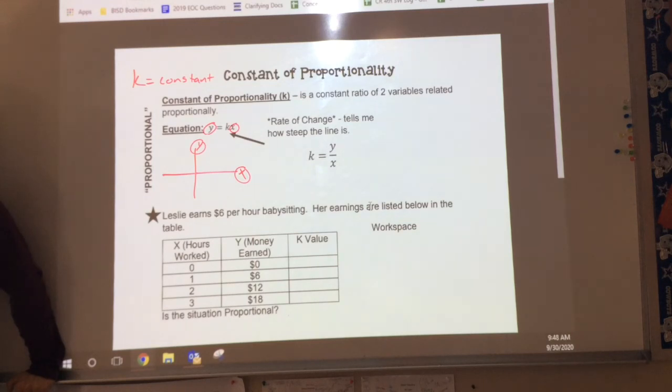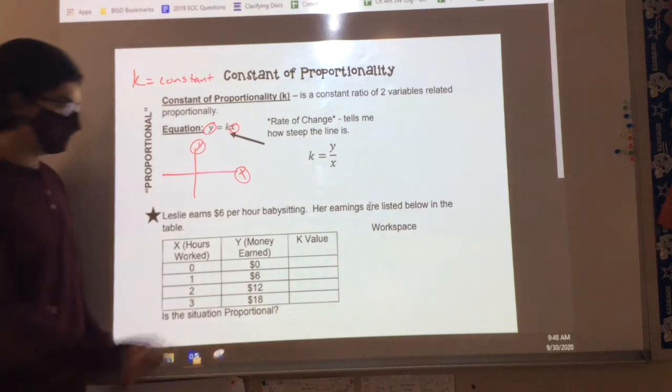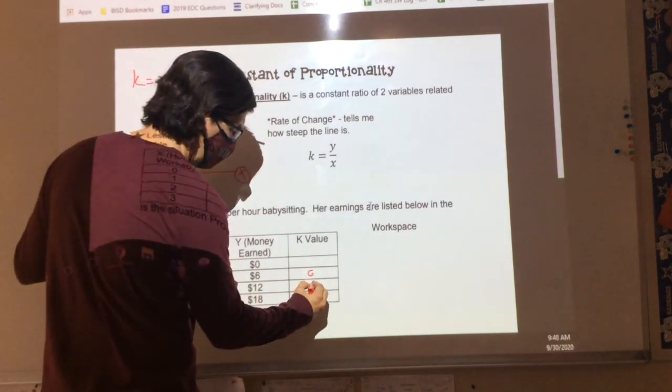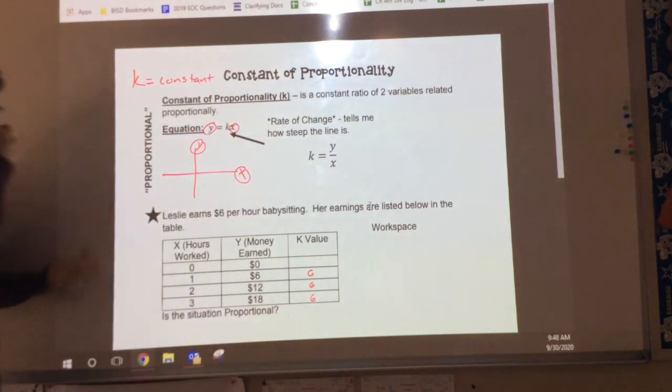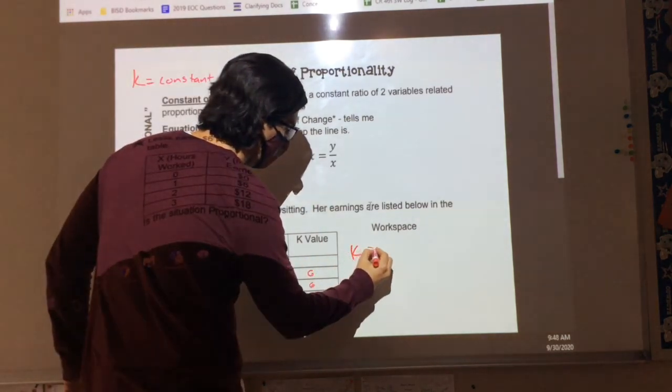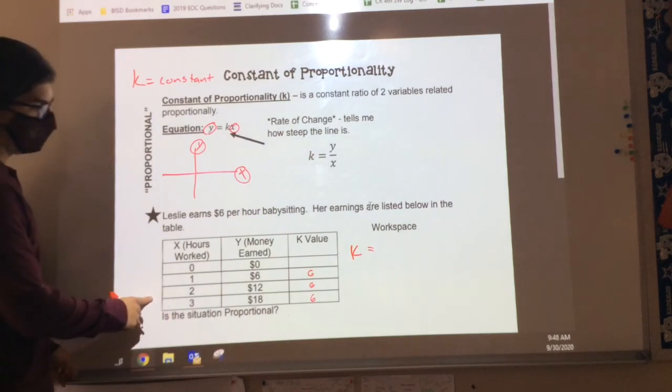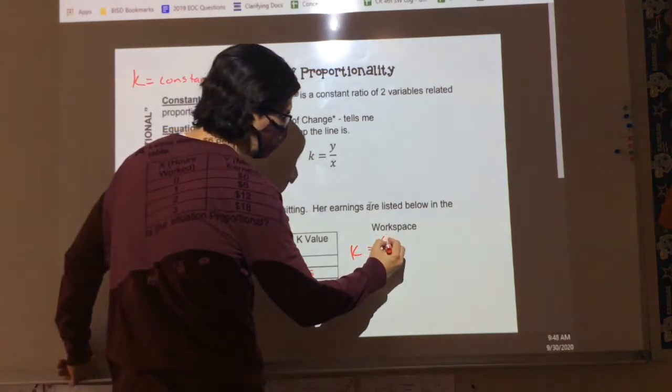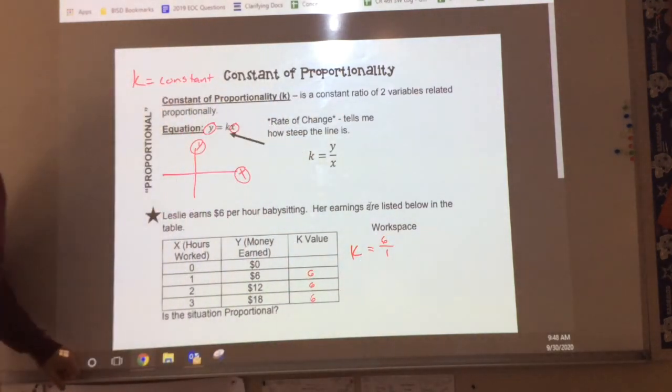What do you think, Reed? 6. I agree. 6. Now, let's talk about that though. If I were to take this formula right here, K equals y divided by x, I'm going to do K equals 6 divided by 1. What is 6 divided by 1? 6.